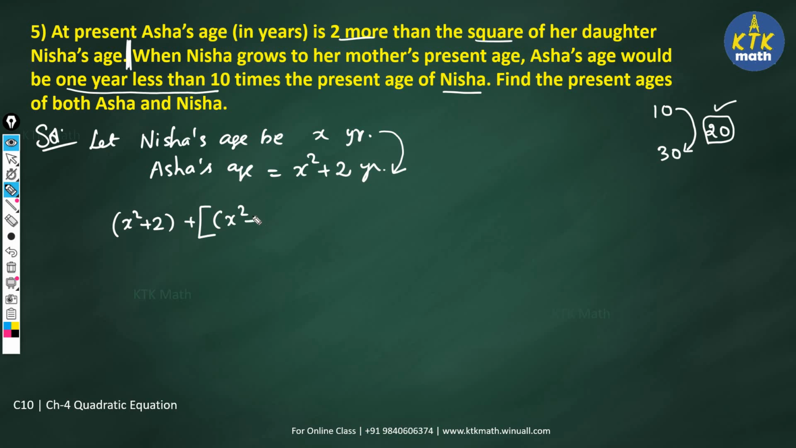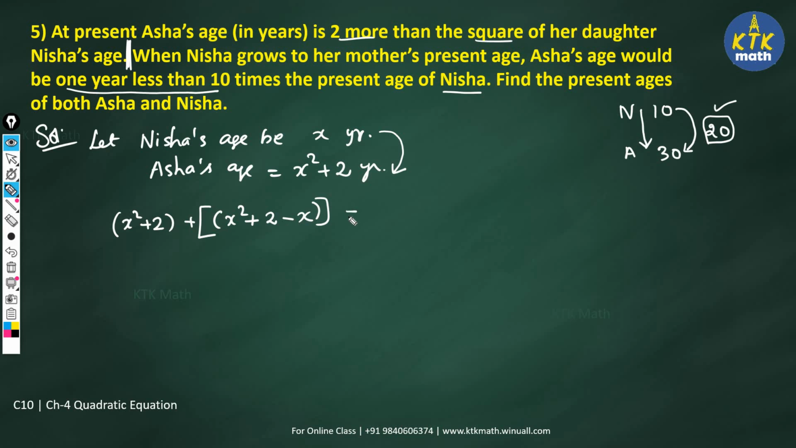So I am writing x square plus 2 minus x. Why am I subtracting? Because I need to get the difference. I hope you understand here. Suppose Nisha is 10 years old, Asha is 30 years old. Nisha has to reach Asha's age, means she has to take 20 years further. How am I getting the 20? I am subtracting 10 from 30. In the same logic, I am subtracting x from x square plus 2.